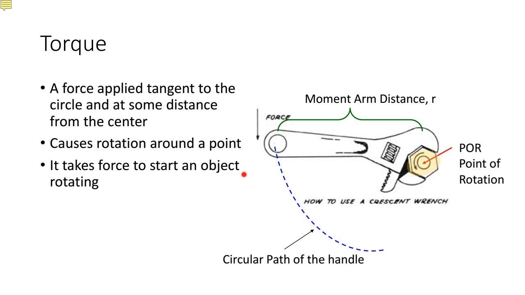It takes force to start an object rotating. And in this example, the force that starts that rotation is right here in this spot. And it causes a rotation along this circular path. And as it does so, the object rotates with this radius, which is also called a moment arm.